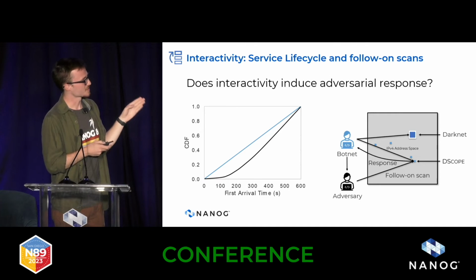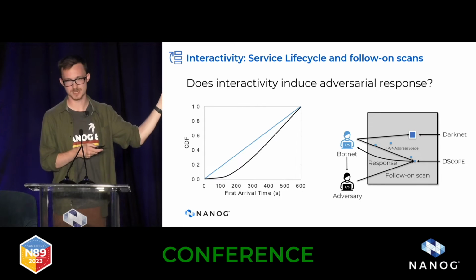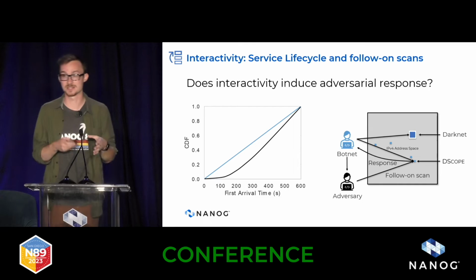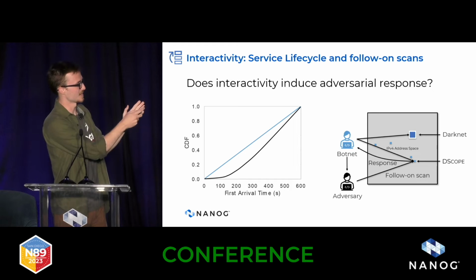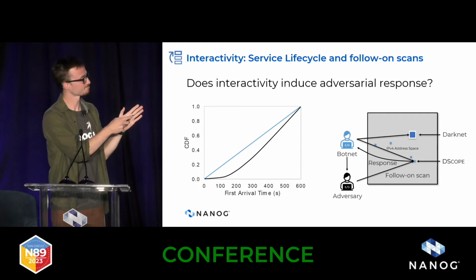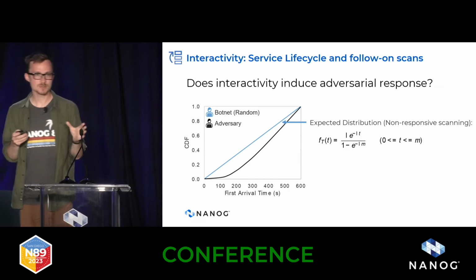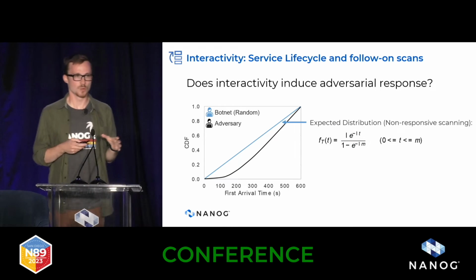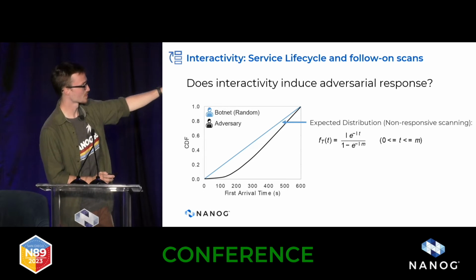In contrast, the adversary needs to wait for this initial scan, the response from the telescope, and then the message to be sent to the command and control server. And so when the adversary connects to our IP addresses is delayed in time. That's that black series there. And so what we're going to do is for every single scanner that contacts our telescope, we're going to do some statistics here and try to understand whether it follows the blue line or the black line.